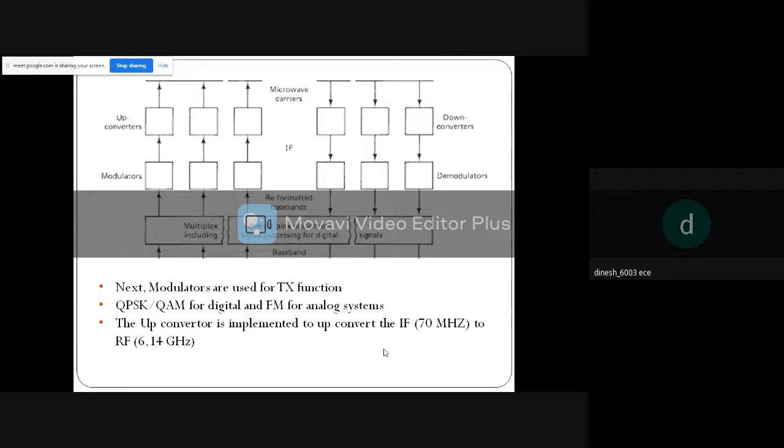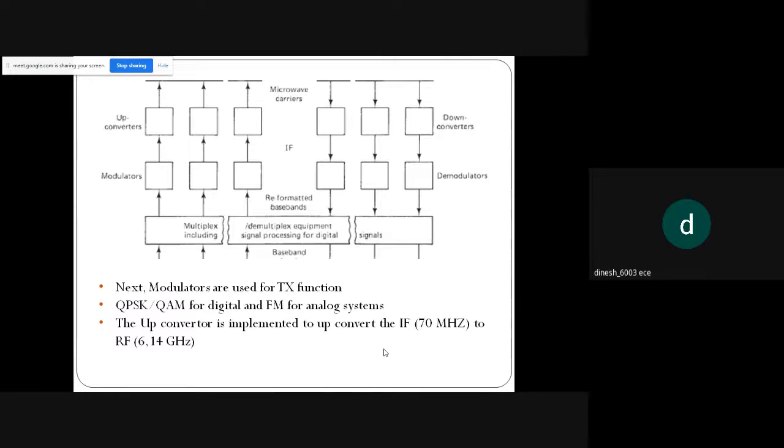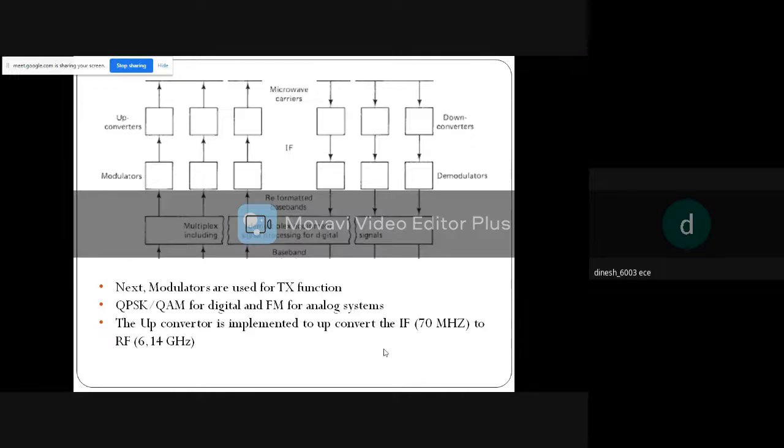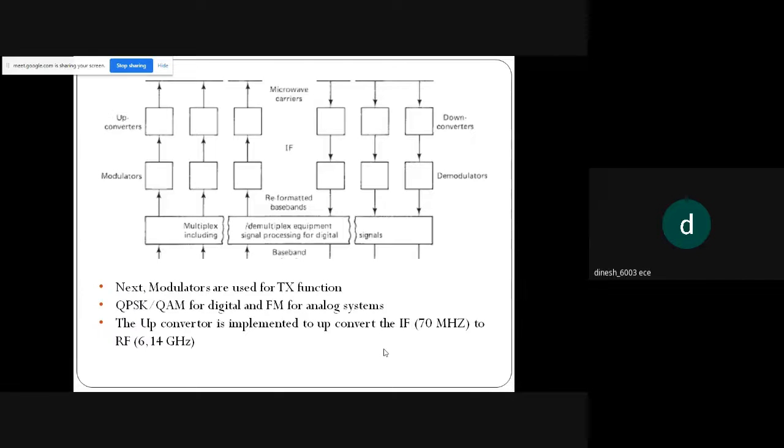The choice of modulation technique is QPSK or QAM for digital and FM for analog. And if the up converter is implemented, it uses in IF stage 70 megahertz, in RF it is 6 or 14 gigahertz in up converters.